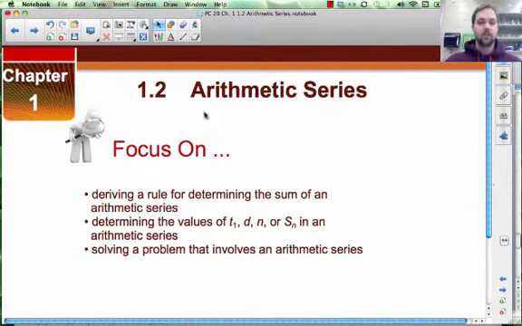Welcome to Pre-Calculus 30. This is lesson number 2. So, section 1.2, we are going to be studying arithmetic series today.